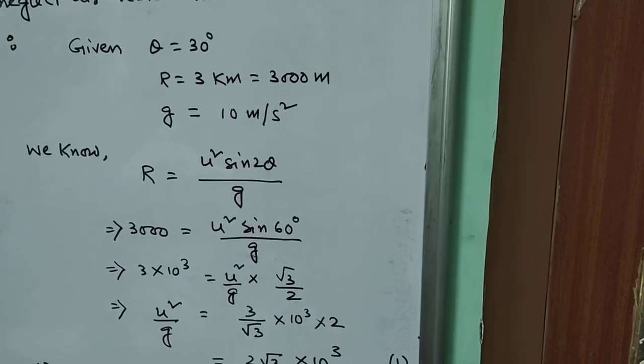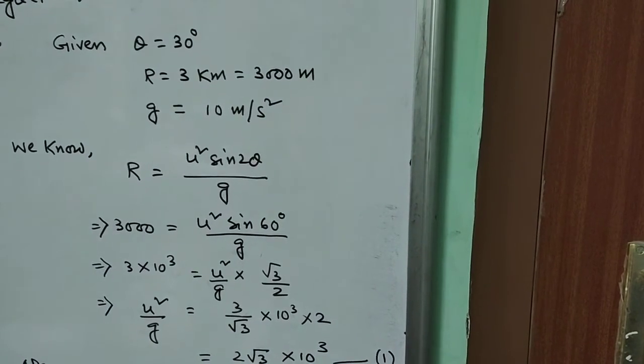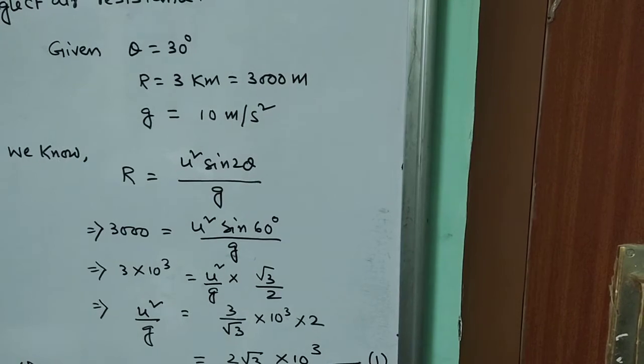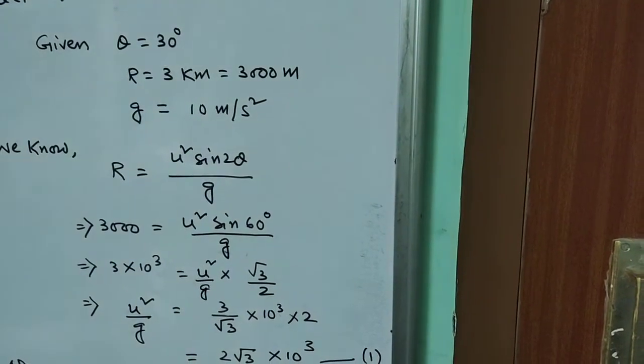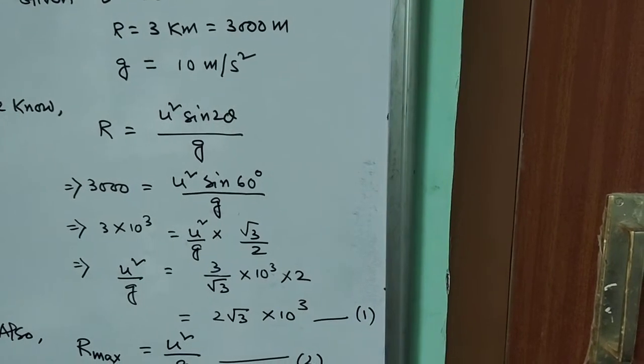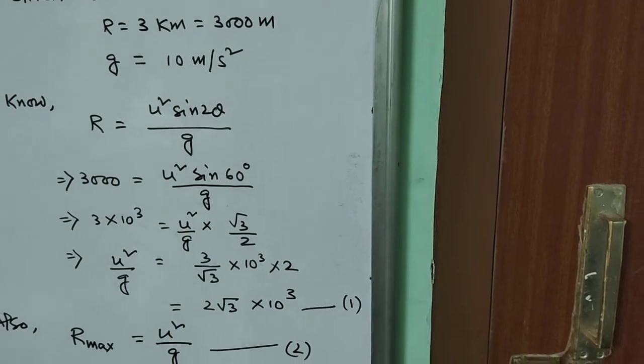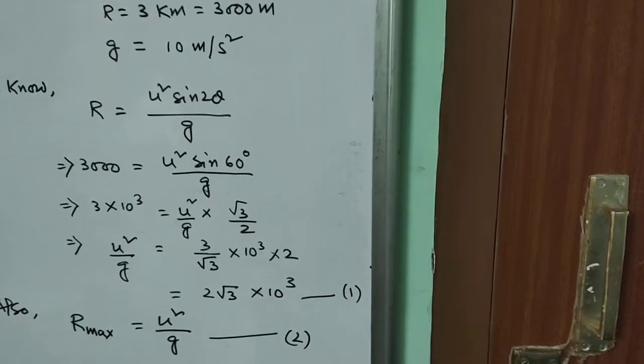So u square by g, let me take it out on one side. So it becomes 3 into 10 to the power 3 into 2 by root 3. So if you simplify, it becomes u square by g equal to 2 root 3 into 10 to the power 3. This is your number 1.